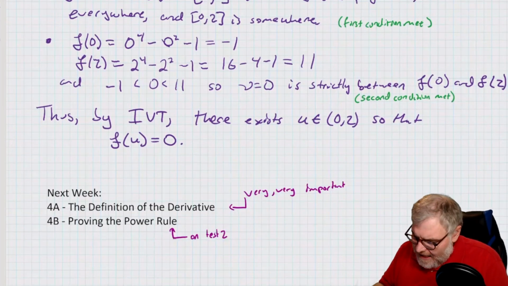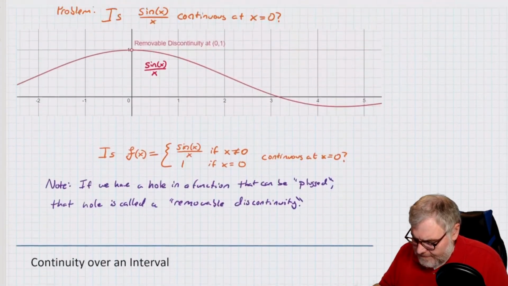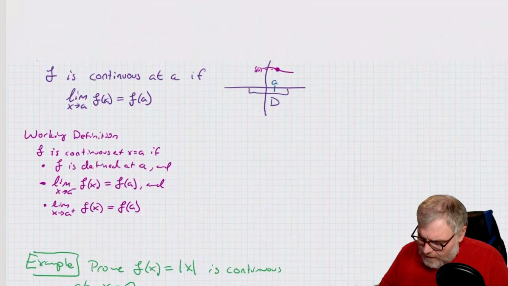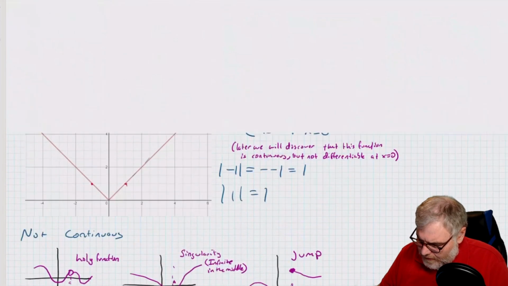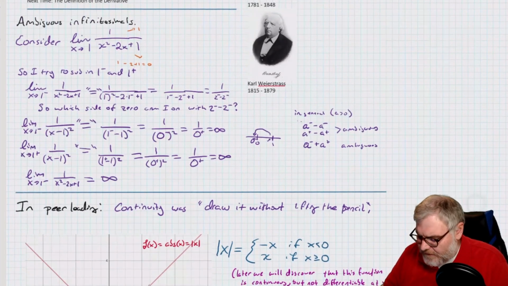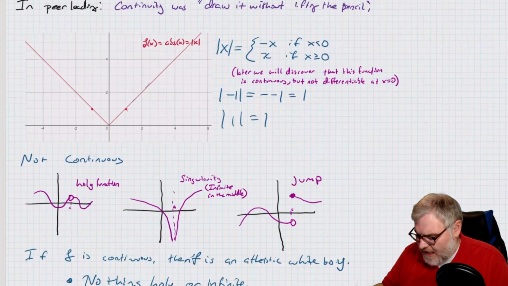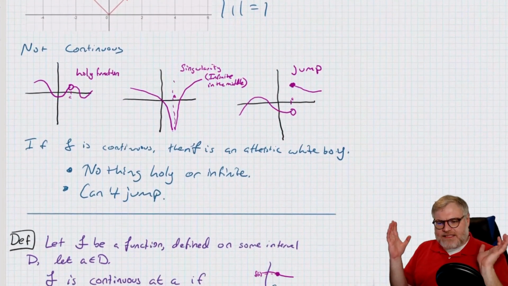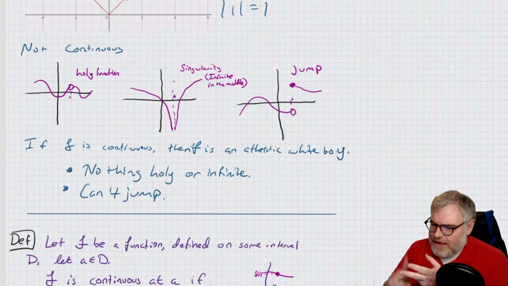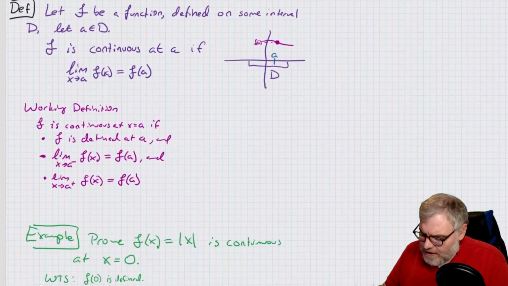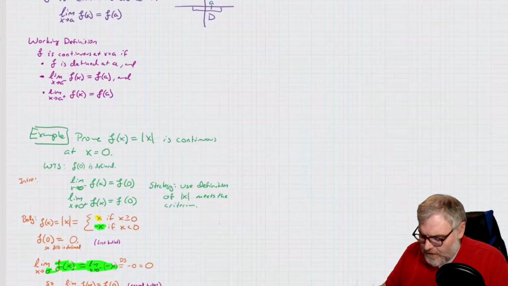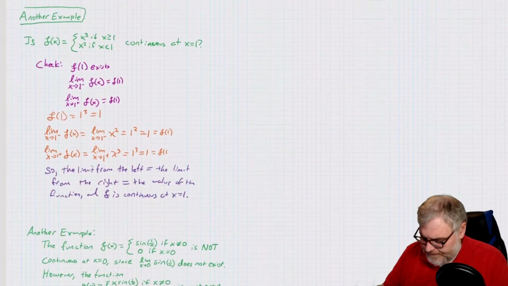Okay, so today we talked about continuity and the intermediate value theorem. So let's just rehash. We went over some highlights here. We went over ambiguous infinitesimals, which I should have put on the last lecture. We did the intuition behind continuity. We showed some things that were not continuous, and we had this idea that a continuous function doesn't like things that are holy or infinite, and it can't jump. Then we talked about the formal definition of a function being continuous at a point and its working definition. All right, and this is how you solve those kinds of problems.